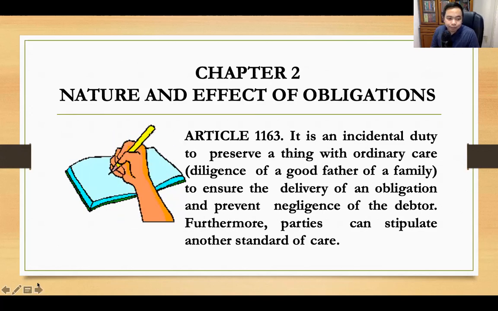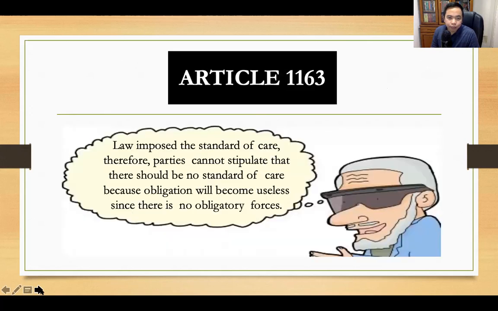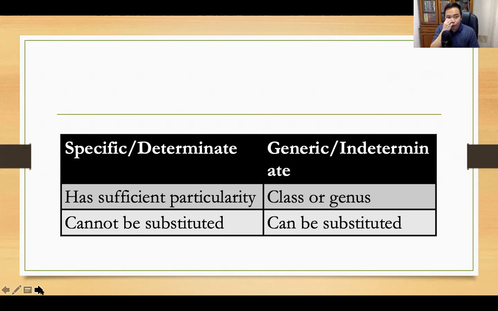Because, class, when you say specific or determinate, it has sufficient particularity. When the property is determinate or specific, it cannot be substituted if it has been lost. When the property is generic, it pertains to a class or genus, and you do not need to exercise the diligence of a good father of a family because genus does not perish. No, it does not perish.